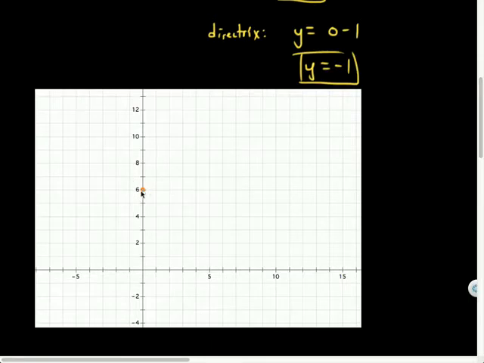So there we are. The focus is 1 unit to the right of that. The directrix is 1 unit to the left of that. So those are where those would be. The axis of symmetry passes through it and would be horizontal in this case.